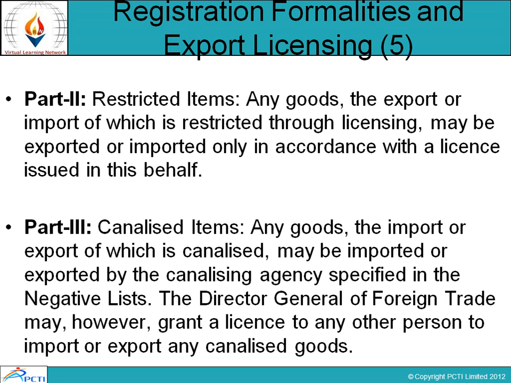Third part is the canalized item. Canalized item is basically any goods the import or export of which is canalized, and may be imported or exported by the canalizing agency specified in the negative list. So there are many export and import agencies which are restricted from dealing in a particular product, so they come under canalized goods. So these are basically the three kinds of goods which are in the negative list, where we cannot deal in export and import.